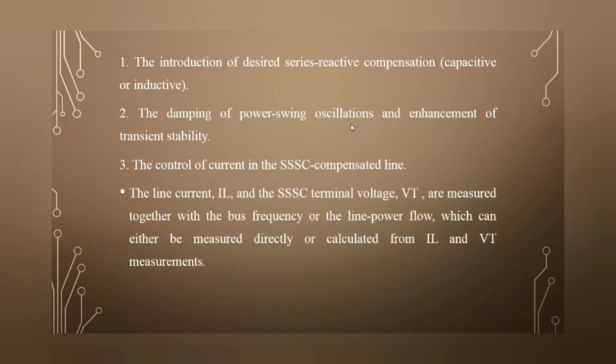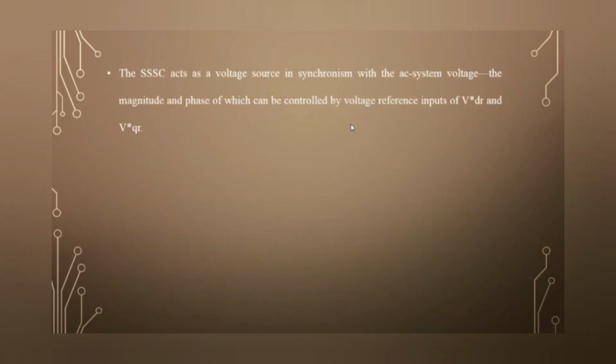So the line current I_L and the TCSC terminal voltage V_T are measured together with the bus frequency or the line power flow, which can either be measured directly or calculated from I_L and V_T measurements. And the desired TCSC reactance is set by the reactance reference, which is called Z_R. Z_R means the impedance reference.